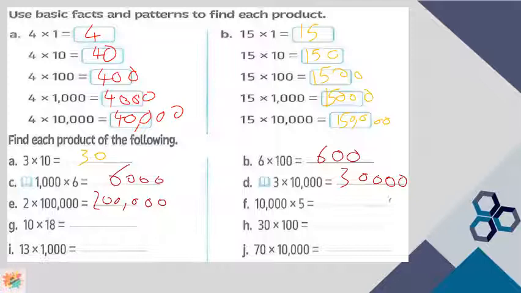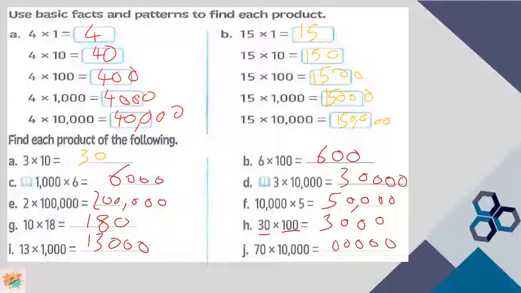10,000 by 5, so put 1, 2, 3, 4, and here it's a 5. 10 by 18, so it will be 18 and 0. 30 by 100. في كم زيرو يا مستر عندنا؟ في عندنا 3 zeros. Put all zeros outside, and 3 by 1 equals 3. 13 by 1000, put 3 zeros, and 13 by 1 equals 13. 70 by 10,000, 1, 2, 3, 4, 5, and 7 by 1 equals 7. ليه حطينا 5 zeros؟ عشان هنا في 4 zeros و 1 zero فيطلع معانا 5 zeros.